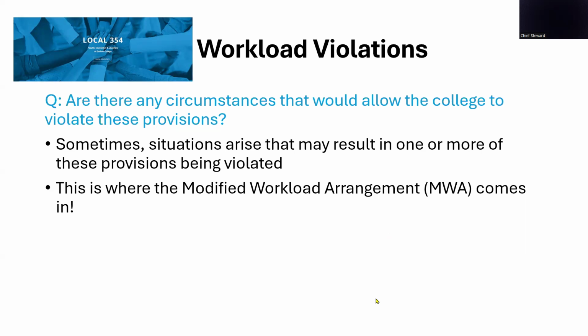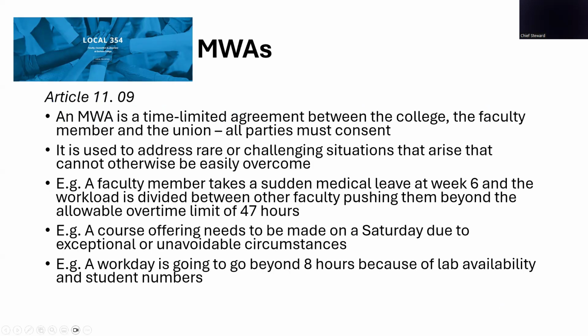So now we look at, are there any circumstances that would allow the college to violate the workload provisions in the collective agreement? And sometimes situations do arise that may result in one or more of these provisions being violated. And that's when a modified workload arrangement comes in. So Article 1109 deals with modified workload arrangements, and these are limited time agreements between the college, the faculty, and the union that are supposed to be used in rare or challenging situations.